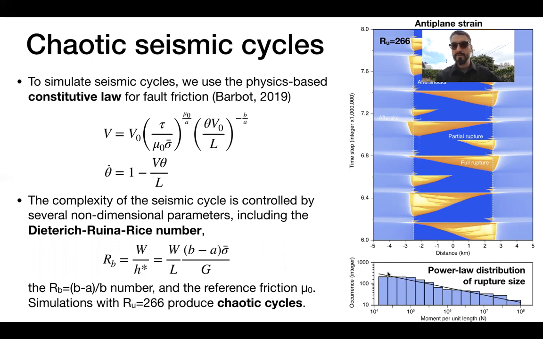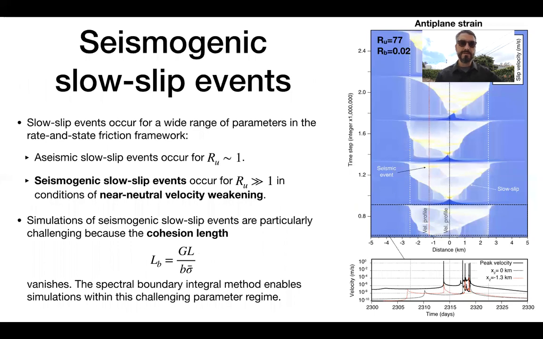And that gives rise to a power law distribution of earthquake sizes. Another case of interest is the so-called seismogenic slow slip events. So slow slip events occur for a wide range of parameters in the rate and state friction framework. For example, aseismic slow slip events occur for an RU number of about 1.